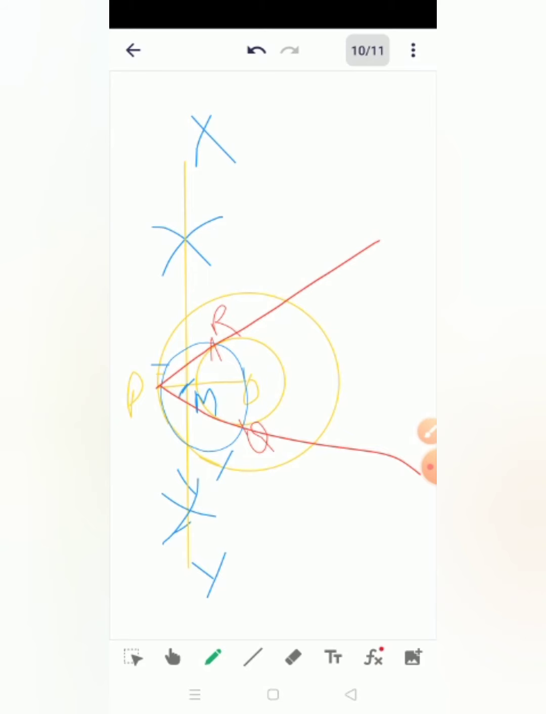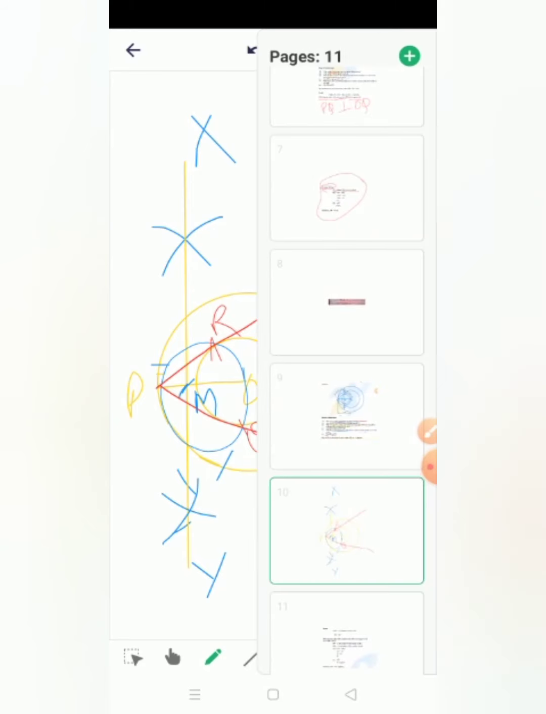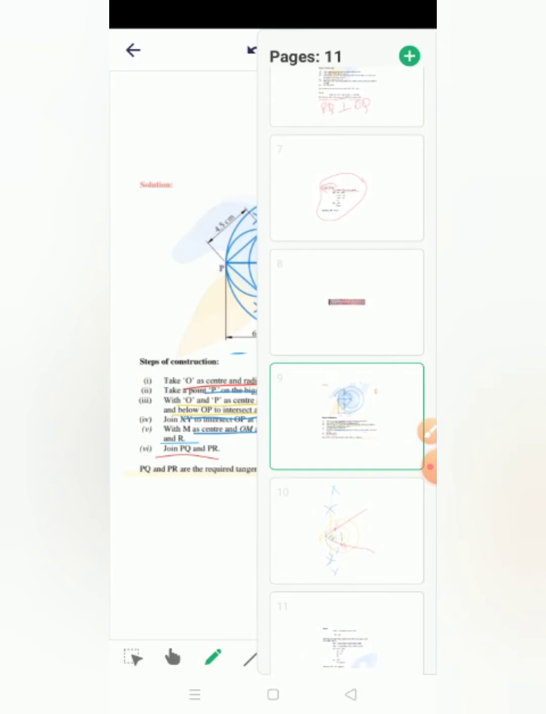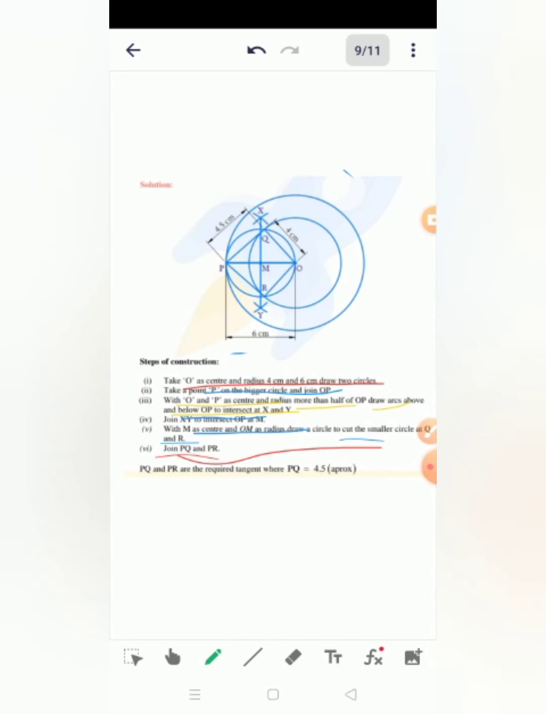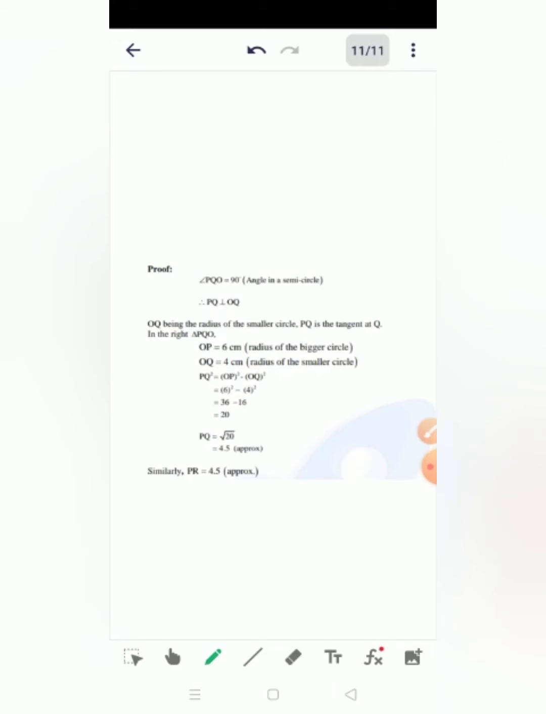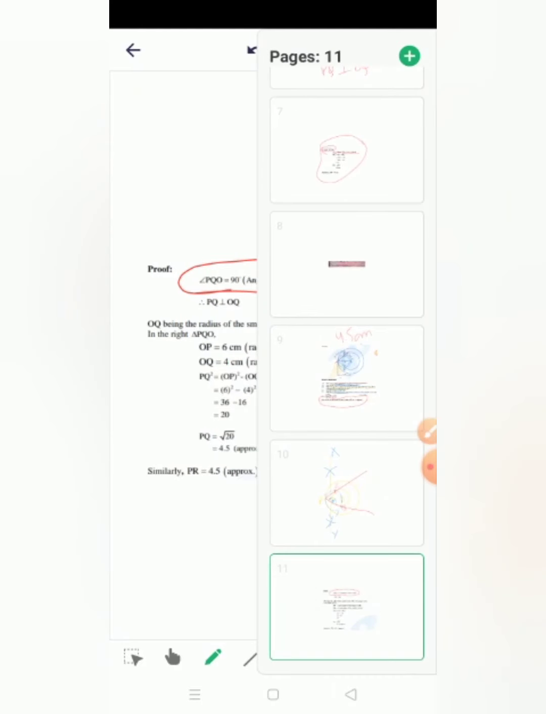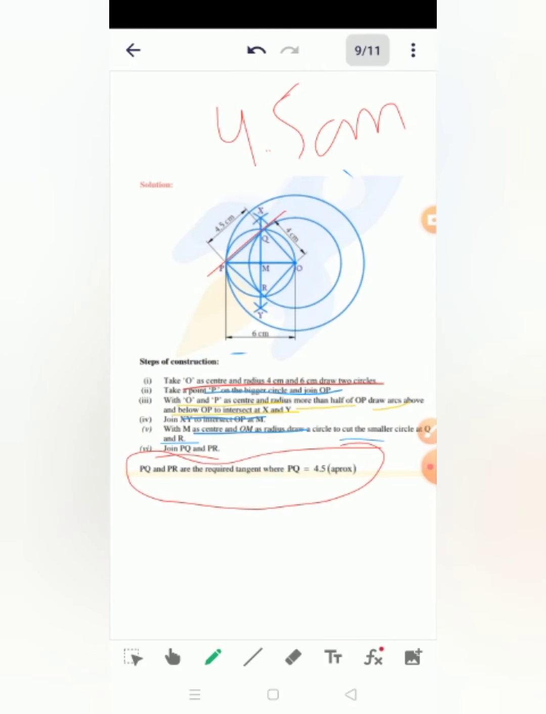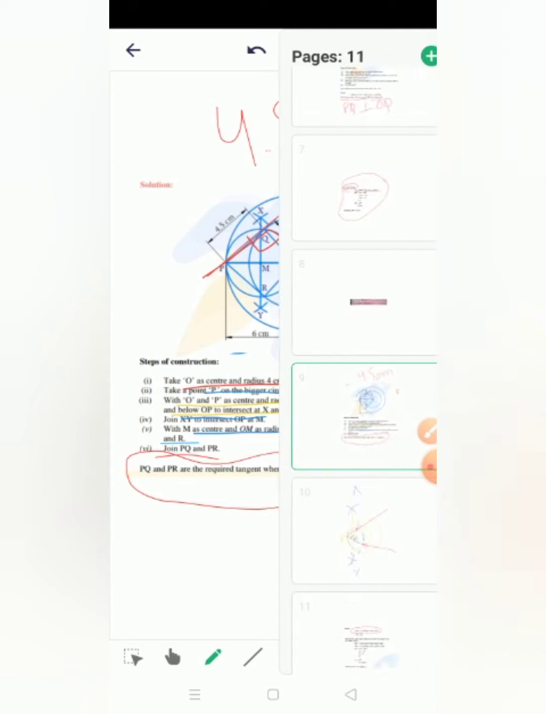So we have drawn this, right? Now we need to verify it by actual calculation. PQ and PR are the required tangents. When you measure the length of PQ, it is approximately 4.5 centimeter. Now you need to prove this by actual calculation. From the triangle, you know that angle PQO is 90 degrees. Where is angle PQO? You see here.